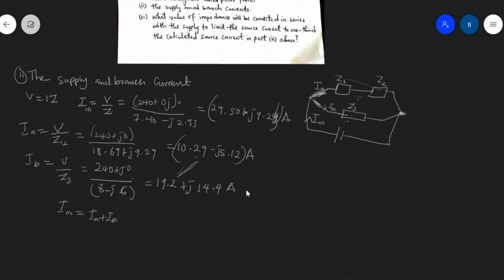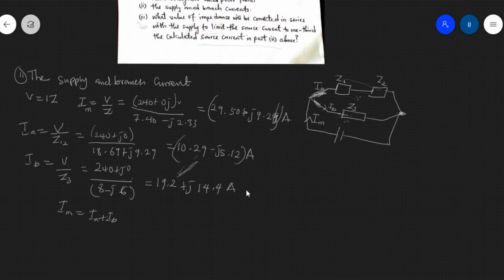Now for us to calculate the third question here, according to this image, it says: what value of impedance will be connected in series with the supply to limit the source current to 1/3 the calculated source current in part 2? We don't know the value of the impedance, and the question says what value of the impedance.